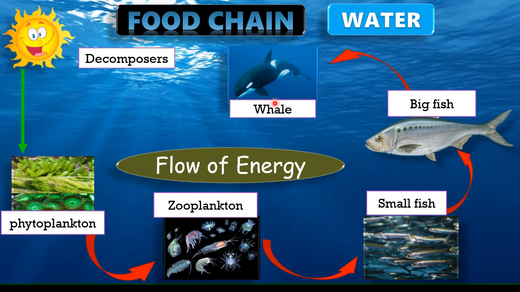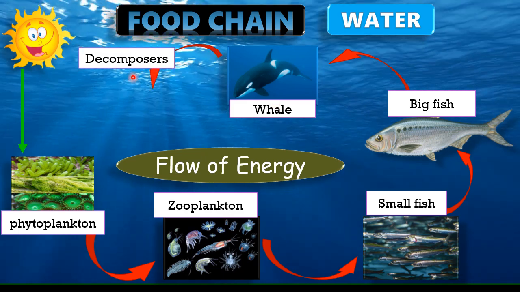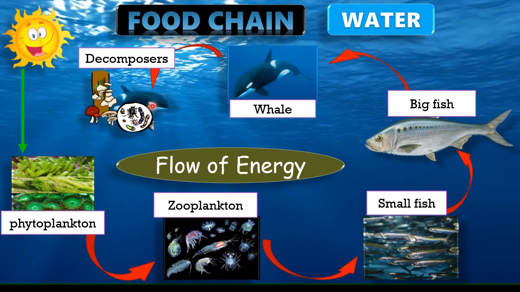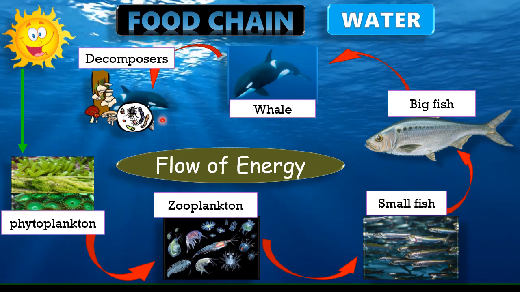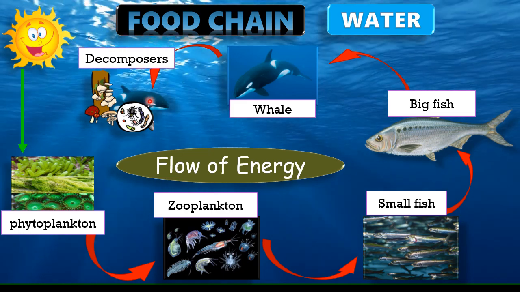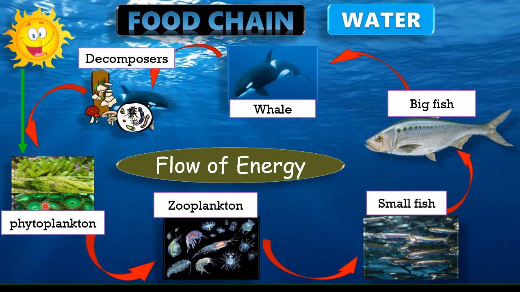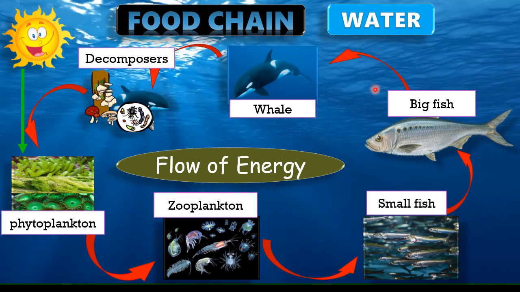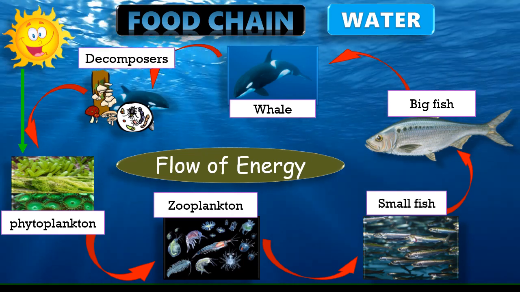What will happen to the whale when it dies? When it dies, decomposers like bacteria and fungi help it to decay, and that decayed matter and energy mix with soil that forms humus. Yes, and what is humus? The decayed matter and the energy, which is utilized again by phytoplankton, and again the same circle, the chain, will start. I believe this chain is clear to you all.